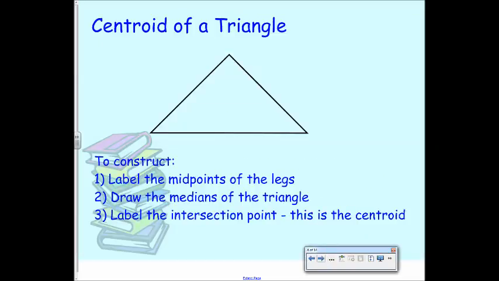Okay, so to construct the centroid of a triangle, you do exactly what we just did. So you label the midpoints of the legs, you draw the medians of the triangle, and you label the intersection point, and that would be the centroid. So can I get somebody to come up here and try to construct this one? I need 3 people. Tiara, Gabriel, one more person. Daisy. Good. That works.